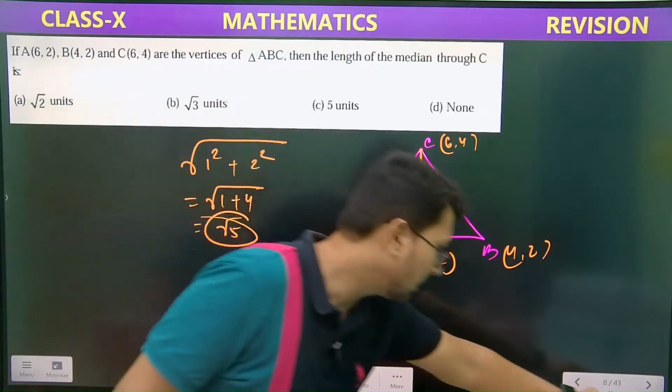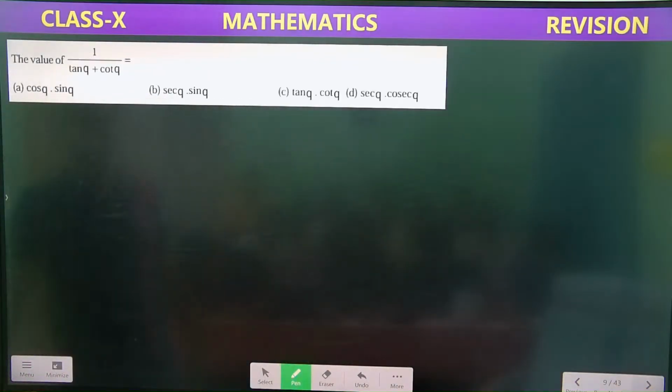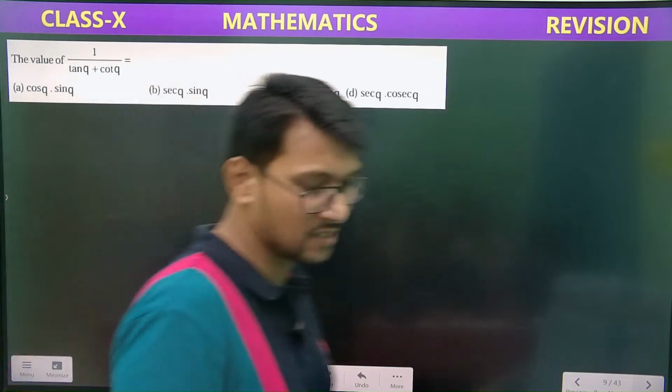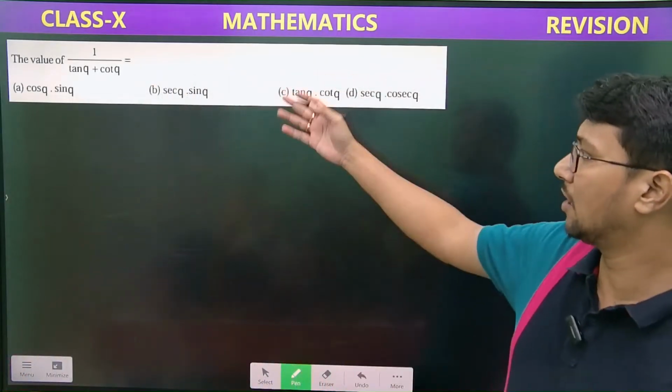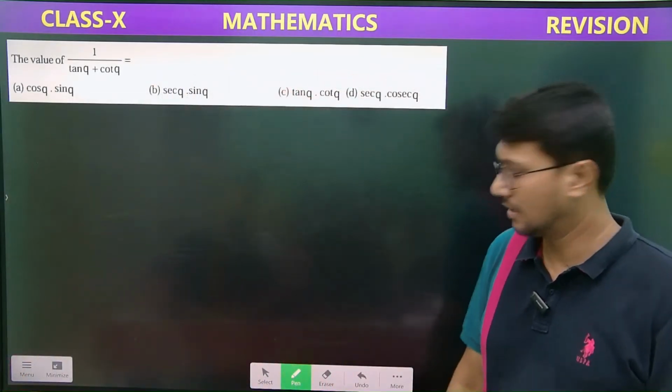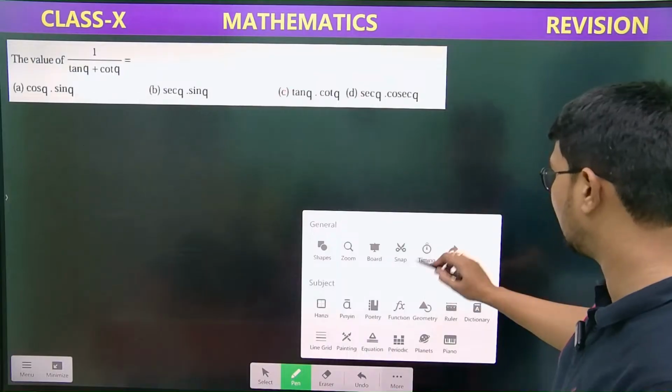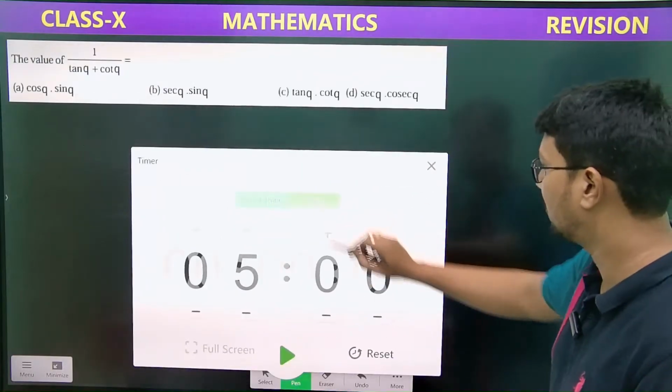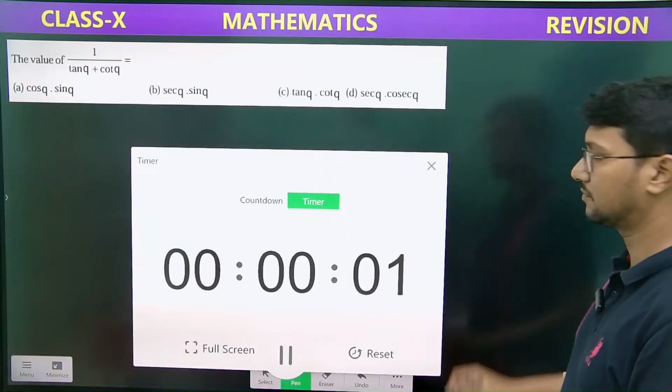Next question. Solve it quickly. It is a very easy question from trigonometry. Solve it, very easy question. Time is given to you, right, children? Time starts now. Solve it.